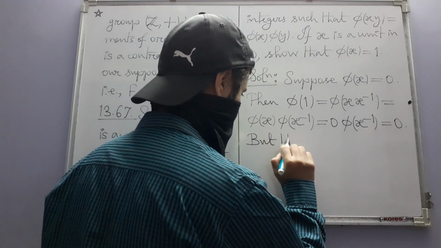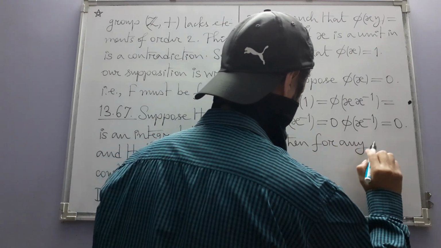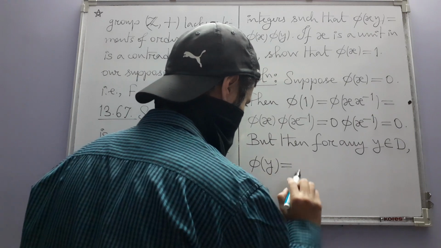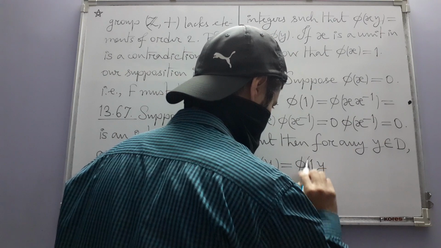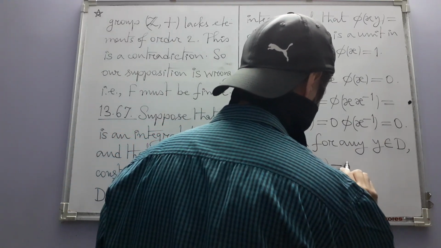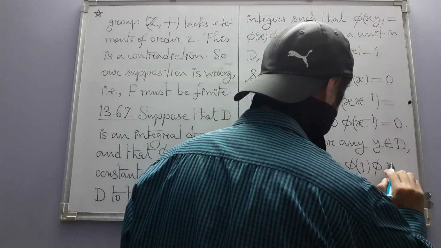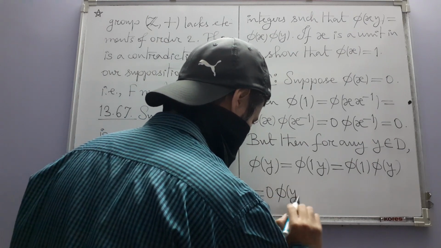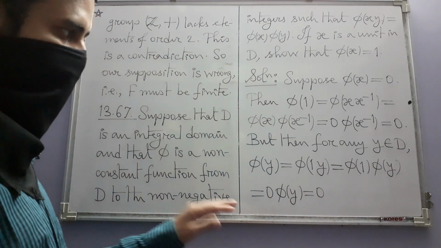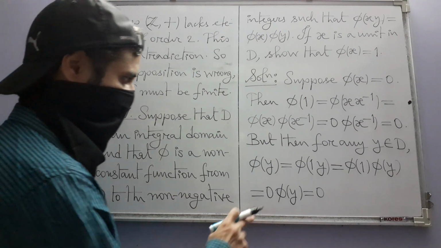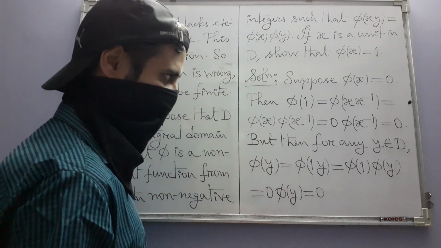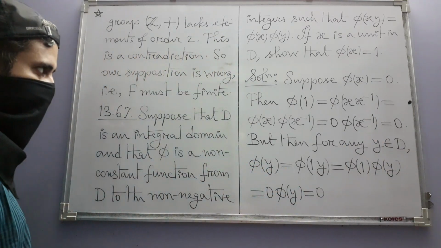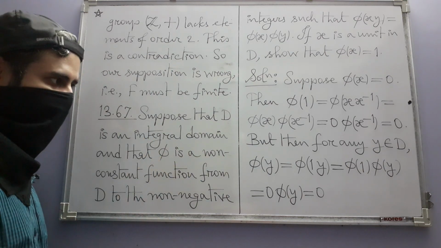But then for any element y in our integral domain, if we now calculate phi of y using this trick, y is also the unity 1 times y, and we use the multiplicative nature of phi to write this as phi of 1 times phi of y. But phi of 1 is 0, so you get 0. But something has gone wrong. What has gone wrong is that we have ended up proving that phi of y is equal to 0 regardless of what y is. That means phi is constantly 0 throughout the integral domain D, but it's given that phi is a non-constant function, so that has been contradicted.